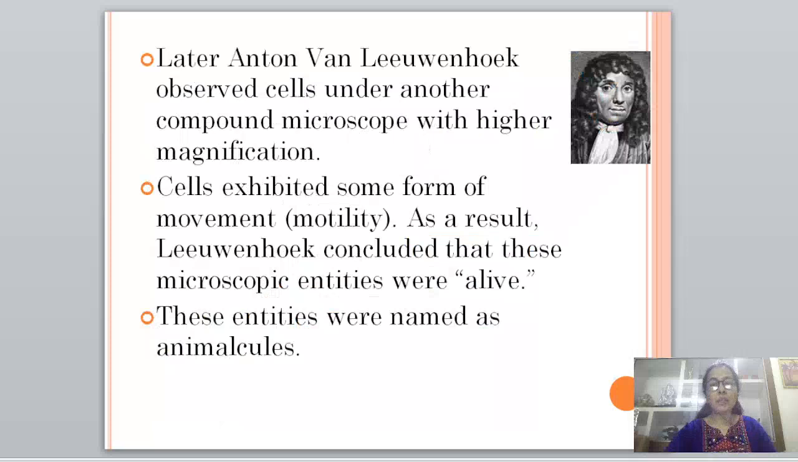Later, Anton von Leeuwenhoek observed cells under another compound microscope with higher magnification, and here the cells exhibited some form of movement. There was mobility, and as a result Leeuwenhoek concluded that these microscopic entities were alive, and he named them animalcules. So he observed that the cells are living, and he used the compound microscope. There were developments in the microscope also, and with them we could observe a clear picture of how the cell looks and what the different properties of the cell are.